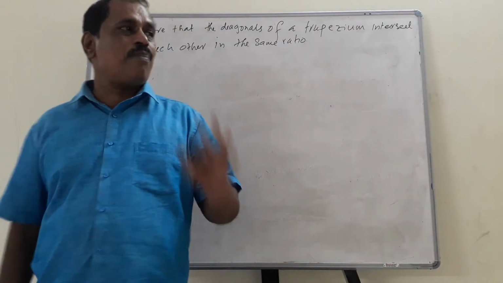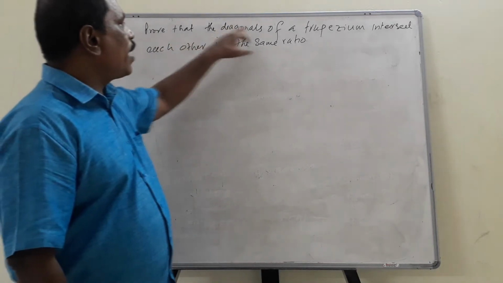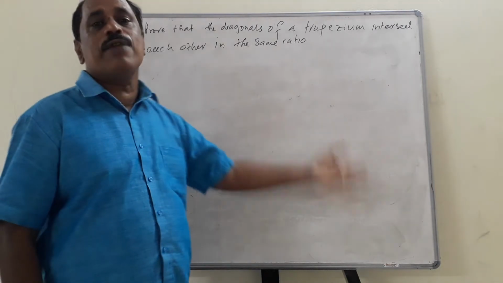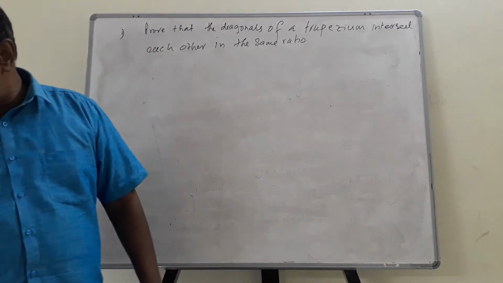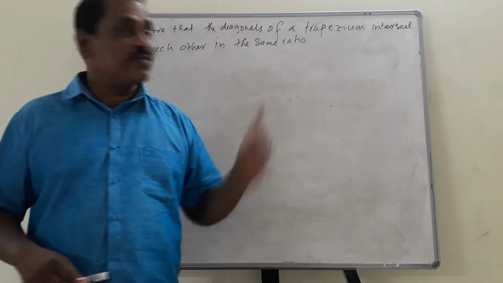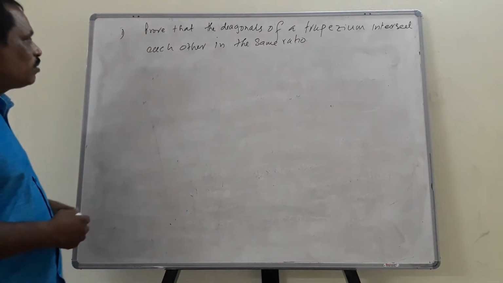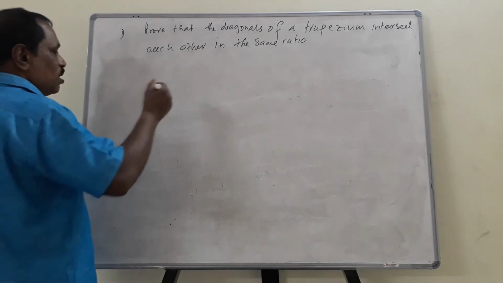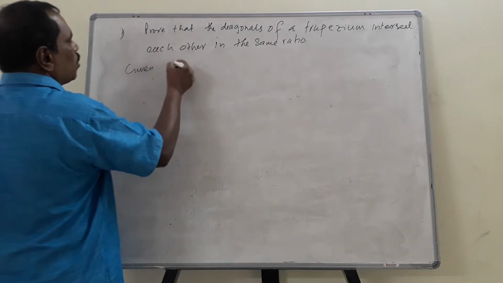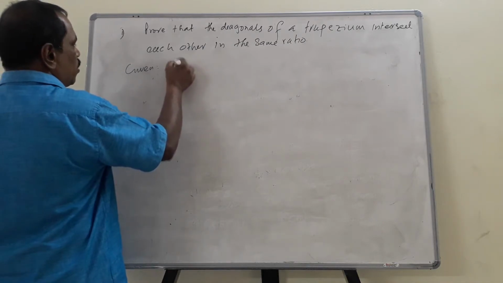The next question is an important question, and it is also a question from the textbook. Prove that the diagonals of a trapezium intersect each other in the same ratio. Diagonals of a trapezium are divided in the same ratio. And one more question also there. This is a question which comes frequently for the exam. So what is given? We are given a trapezium ABCD.